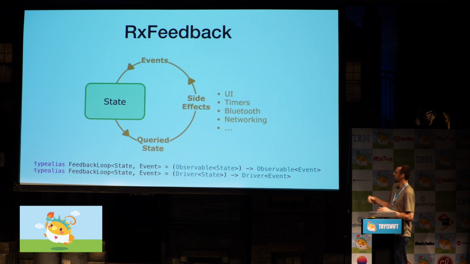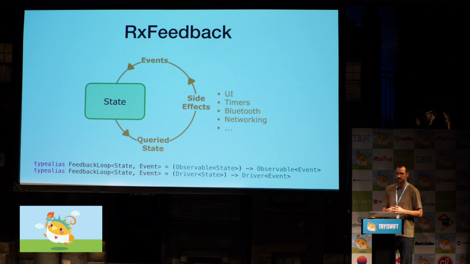On the bottom, you can see what feedback loops are. Feedback loops are just lambdas that take that state, observe it, and depending on that state, perform different side effects. For example, you could be doing UI, so you could be using that state to map to UI and then observe events on the UI. You could control some timers. You can communicate with Bluetooth layers. You can do some networking, really any kind of effects. And the result of effects produce events, and those events mutate the state.